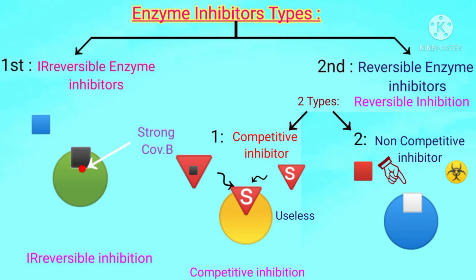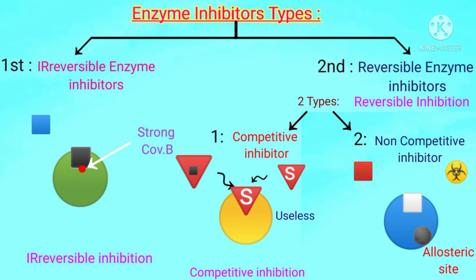Here the substrate is attached. Dear students, apart from the active site, an enzyme also possesses another site whose name is the allosteric site, which is present here at this point. We can define the allosteric site as the site other than the active site on the enzyme upon which certain effectors can bind.